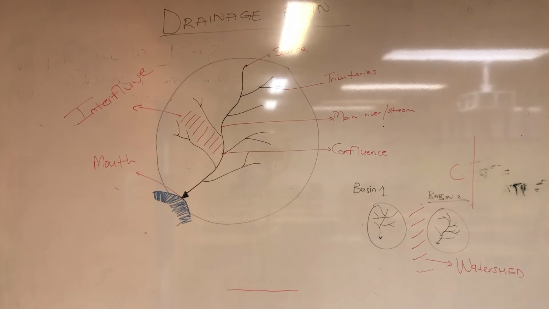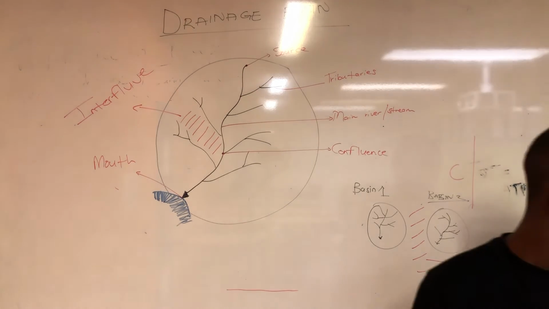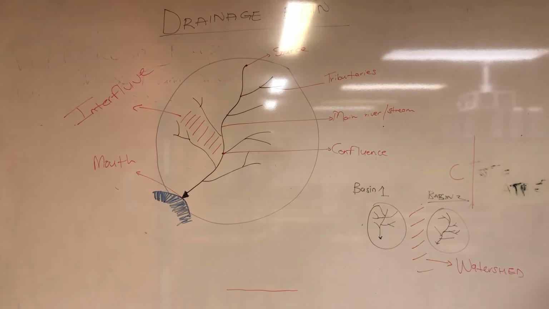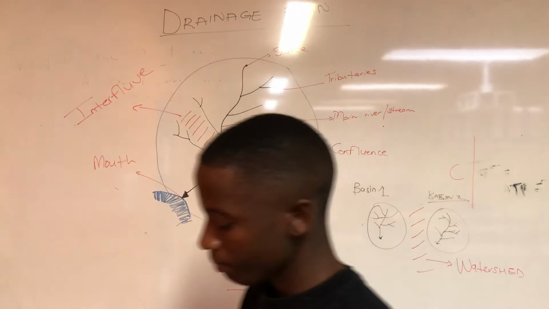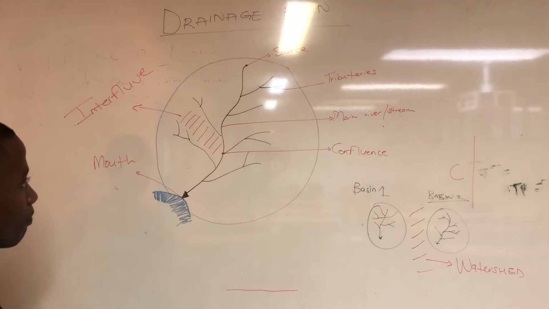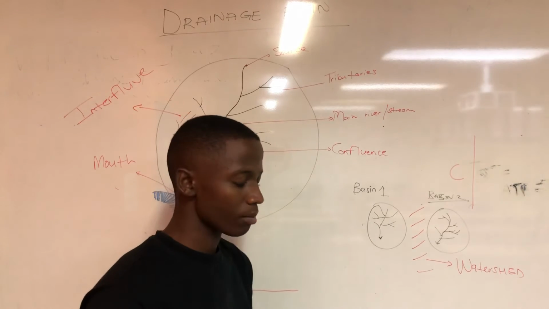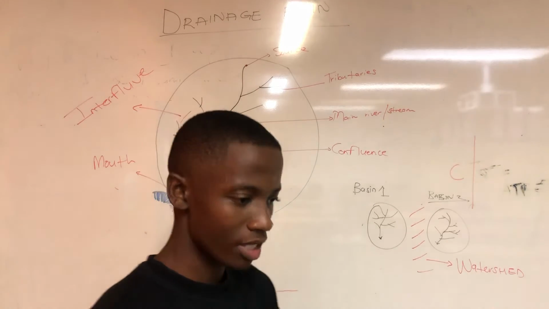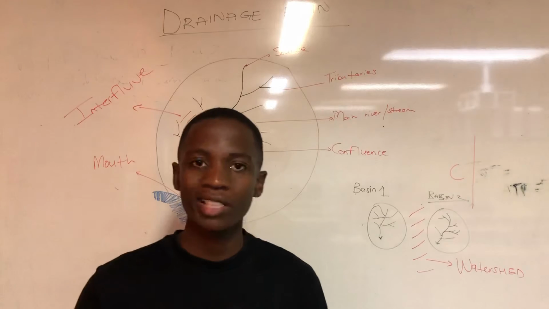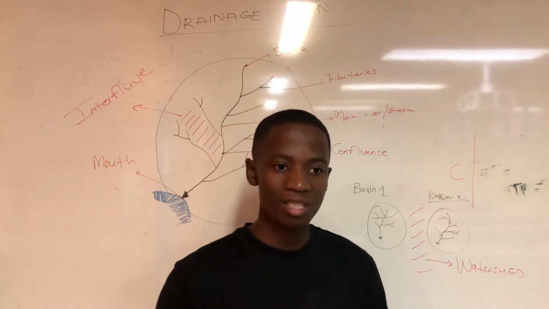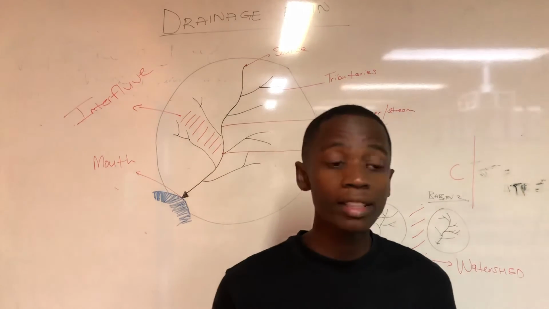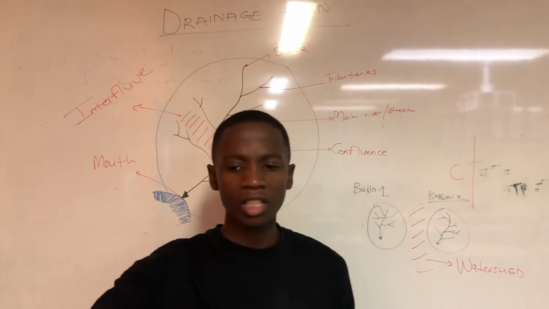Right now, I want us to look at the river system. When we talk about the river system, think about it. It's a system, so everything works in a systematic way. In order for a drainage basin to work, there must be a systematic way.